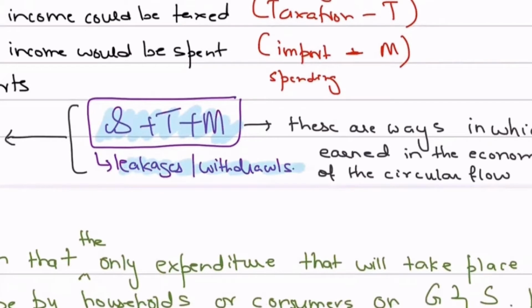Withdraw हो रही है income. Income is being leaked out of the circular flow, the income is moving out of the economy. It is not recirculated back. It is not injected back. It's just moving out of the economy. So that is why it's known as a leakage or a withdrawal from the circular flow of income, right?